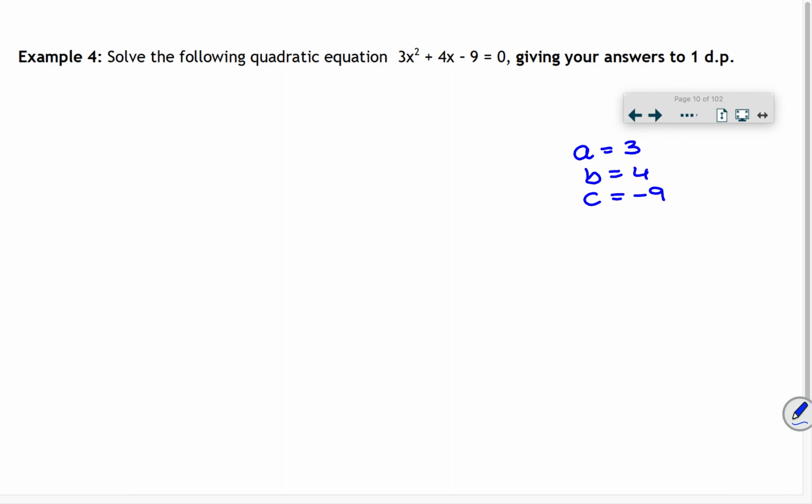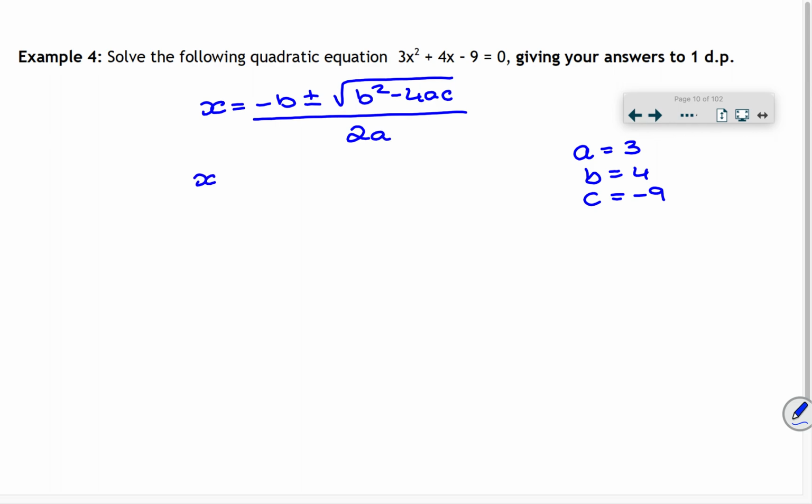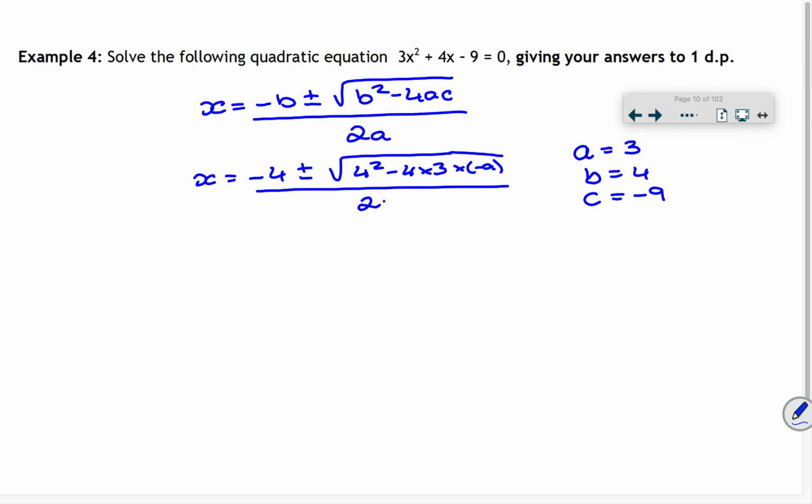Write out your equation. So it's going to be x is equal to minus b plus or minus the square root of b squared minus 4ac all over 2a. Put those values in. So x is going to be minus 4 plus or minus the square root of 4 squared minus 4 times 3 times minus 9, all over 2 times 3.